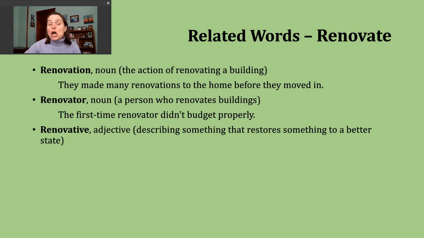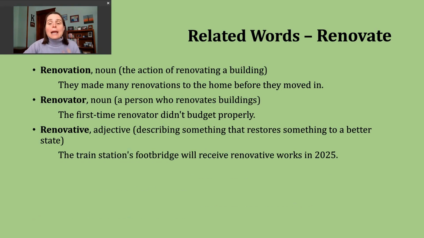The last word we'll talk about today is the adjective renovative. This is describing something that restores something else into a better state or a better condition. An example of this, the train station's footbridge will receive renovative works in 2025. So this sentence is describing work that's going to be done is going to make this footbridge into a better condition.